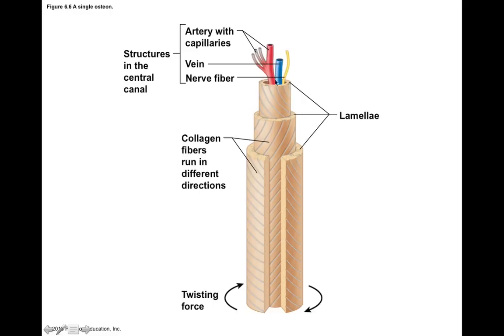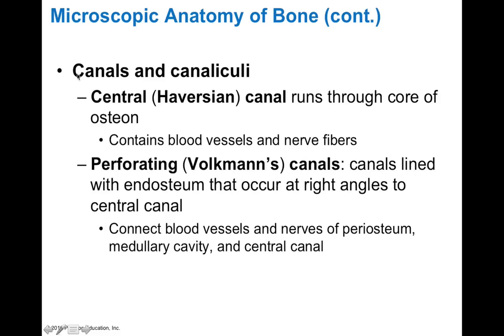The very center of the osteon contains blood vessels and nerve fibers within a space called the central canal, or Haversian canal. And it turns out that these blood vessels help to nourish the bone from the inside. And these canaliculi are essentially small canals that help to transmit nutrients deep within bone. Now, these canaliculi are linked up to a central canal that runs through the core of each osteon, which contains your blood vessels and nerve fibers. That's what you saw on the last slide.